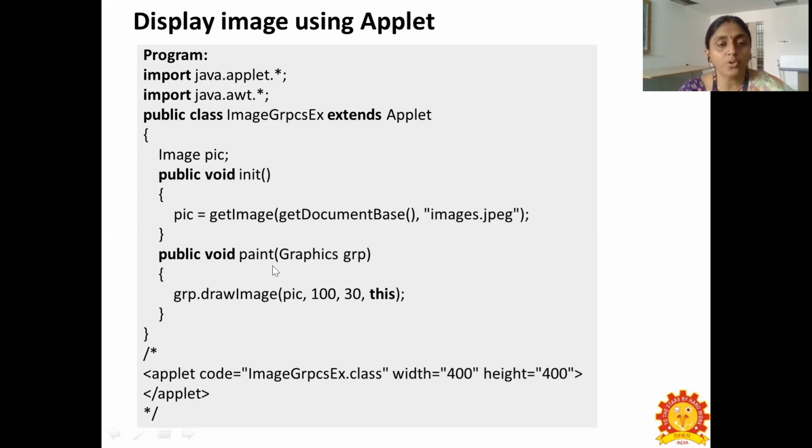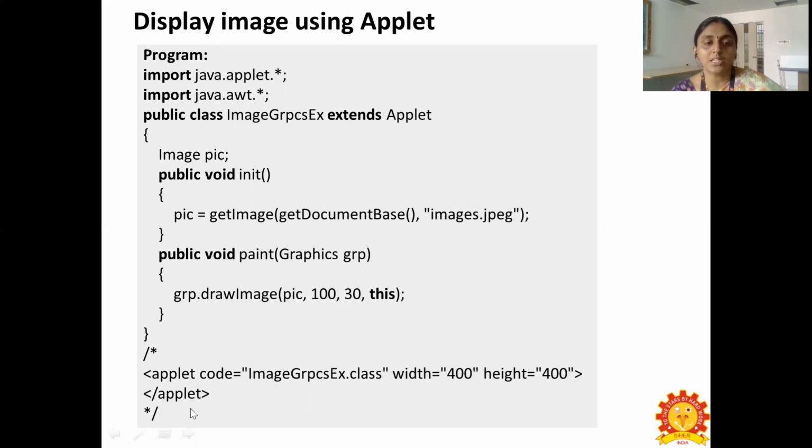And now you have to call the paint function. Now the applet enters the running state after the start state. And here you are using the Graphics object to draw the image on the applet window. So drawImage, and here pic is the image which is initialized with images.jpg. So pic comma, what position it has to be drawn, 100 comma 30. So in that position of the applet window, you can see the picture embedded.